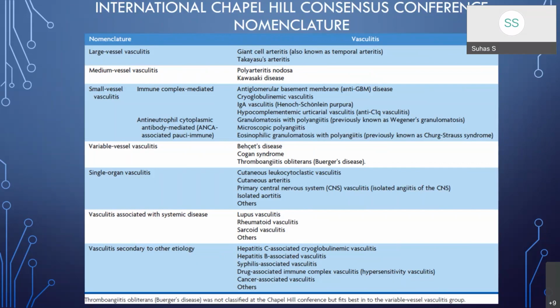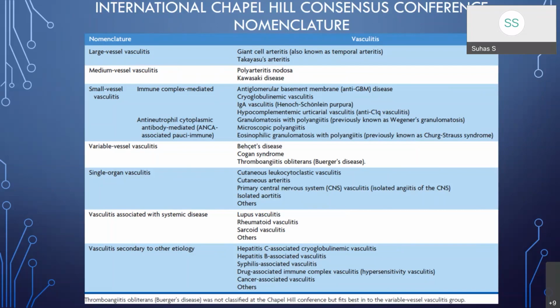The fourth classification is variable vessel vasculitis. This vasculitis can affect small, medium, and large vessels. We have Behçet's disease, Cogan syndrome, and thromboangiitis obliterans under this heading. It is interesting to note that thromboangiitis obliterans was originally not classified in the Chapel Hill conferences, but it best fits into this group of disorders.